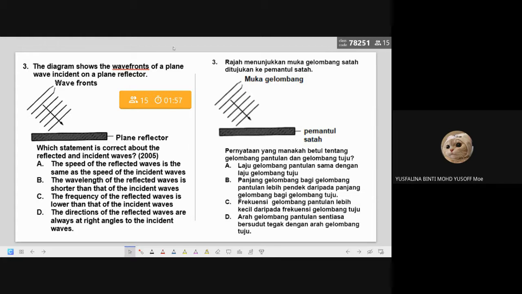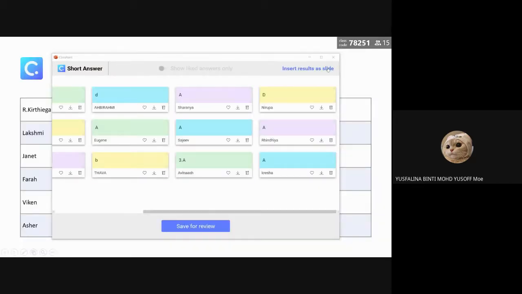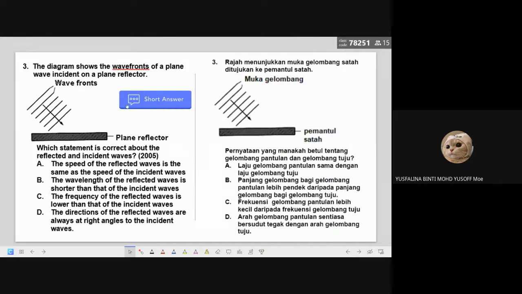Alright, so all have already answered. So some answered A, some answered B, some answered D. Alright, so let's check. It says the diagram shows the wavefront of a plane wave incident on a plane reflector. So which statement is correct about the reflected and incident wave? This one is actually SPM 2005. Okay, the speed of the reflected wave is the same as the speed of the incident wave. So yes, the answer is A. Okay, so for this one, the answer is A.